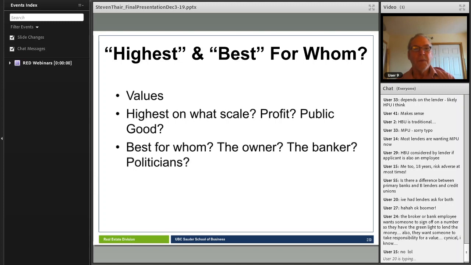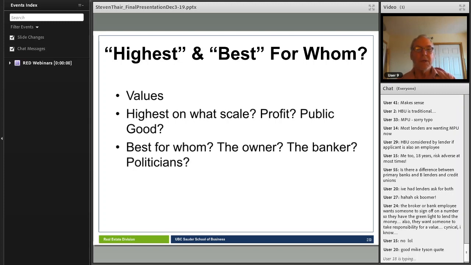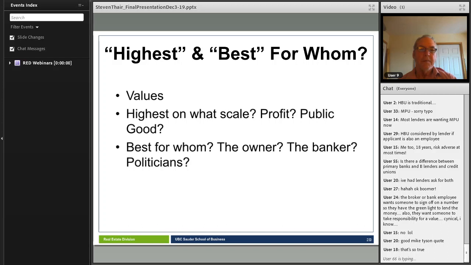Okay, highest and best use. There are some traditional values embedded in highest and best use, which I think we need to be explicit about. First, I want to talk about highest. And when we say highest, highest on what scale? A profit? The public good? We all know that many profitable enterprises aren't in the public good. They're not in the interest of the environment. They're not in the interest of ethnic minorities, and so forth. So, highest on what scale?